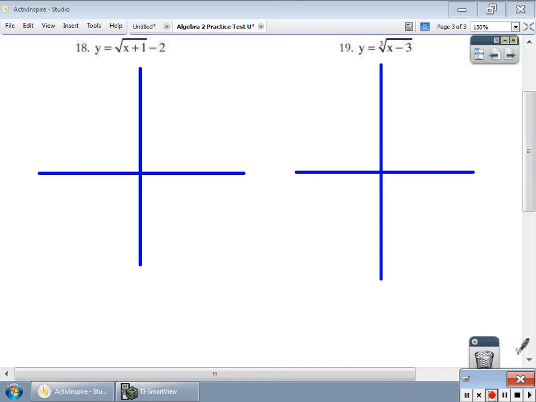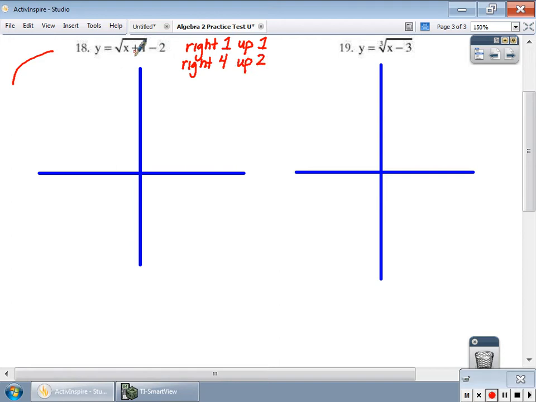Okay, for the last ones, we have to graph each of these and then state the domain and range. We'll deal with the graphing first. Remember that the square root looks like this, and there's a little pattern you have to remember. From the anchor point, you go right 1, up 1, and then you go right 4, up 2. You need to remember those.